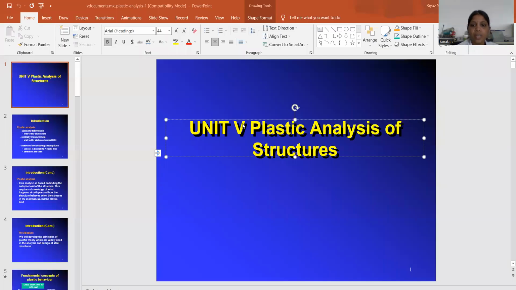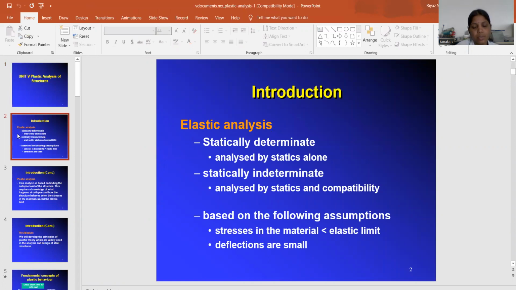Now we discuss the topic plastic analysis of structure. This is the fifth unit of Structural Analysis. First, an introduction to plastic analysis: elastic analysis and plastic analysis.